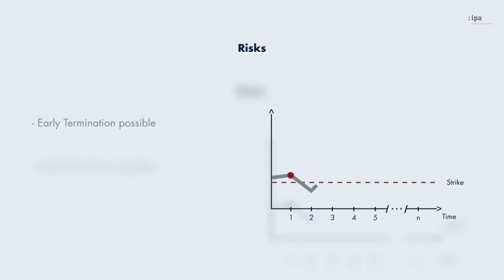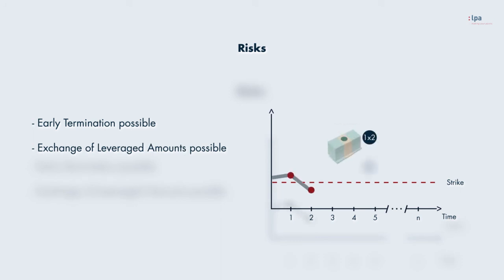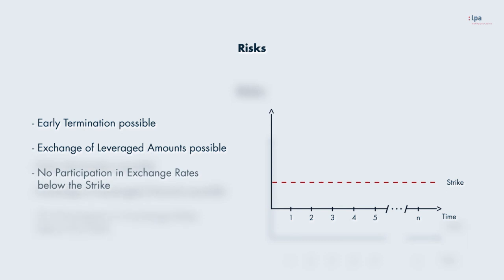If the target level is reached, the contract is terminated early. In this case, subsequent cash flows will not be hedged, and it might be necessary to enter into a new hedging strategy at worse market conditions. If the fixing is below the strike, you will exchange the leveraged amounts. At the same time, the resulting exchange rate will be worse than the exchange rate that you could realize on the market. You will not benefit from an exchange rate that falls below the strike.